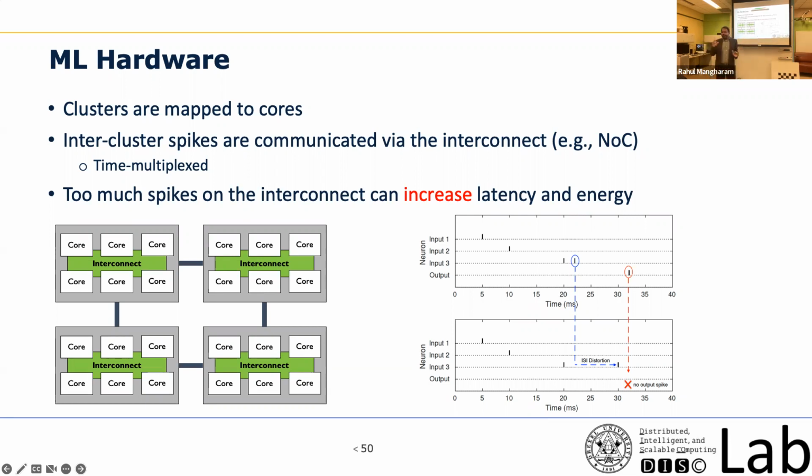What I'm showing you over here, let me explain a little bit. Let's say that I have 3 input neurons and 1 output neuron. So 3 neurons are connected and 1 output neuron is connected. And let's say that the input neurons are connected somewhere in some core and the output neuron is somewhere else.